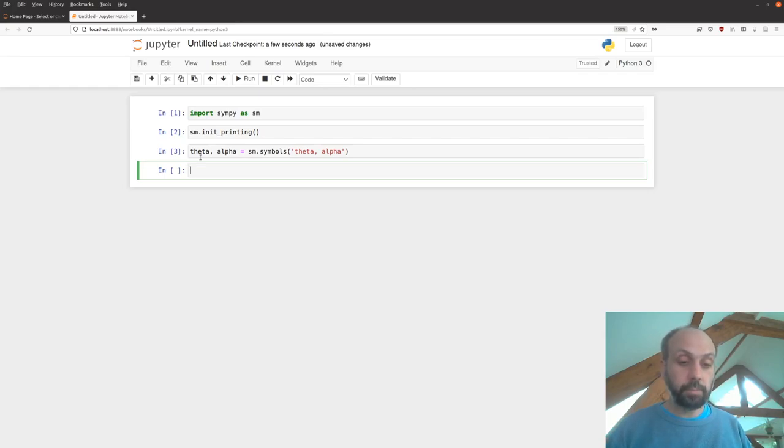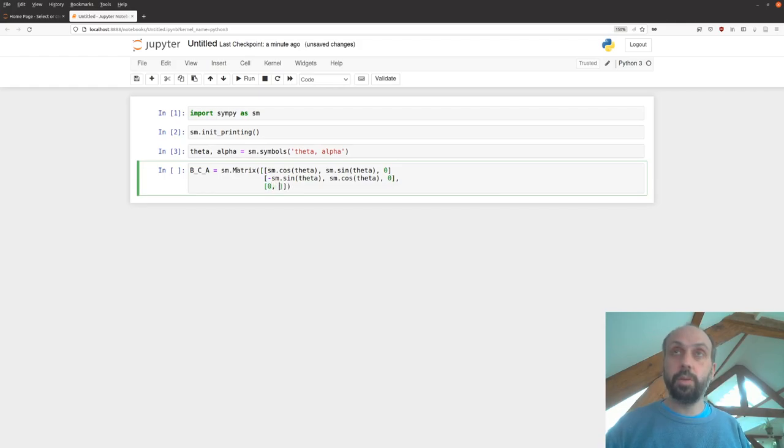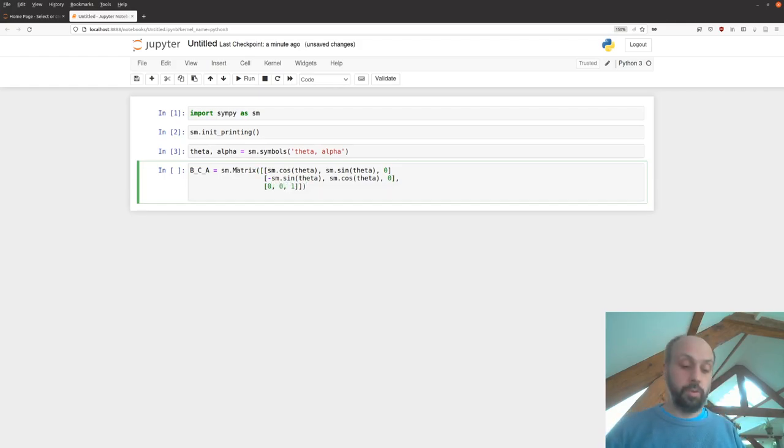So we'll say that BCA equals sm.Matrix, and we'll do a 3x3. First row is sm.cos(theta), sm.sin(theta), and a 0. All right, and I'm going to go to a new line to make it a little more readable. We've got then a negative sm.sin(theta), sm.cos(theta), and 0. And then the last row is 0, 0, 1. So that's BCA.